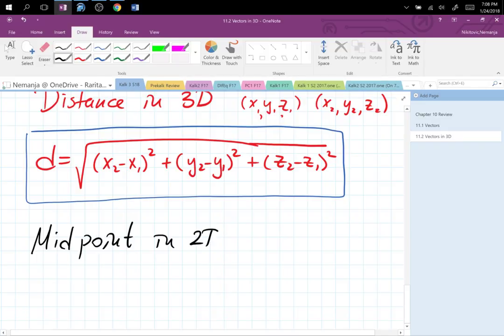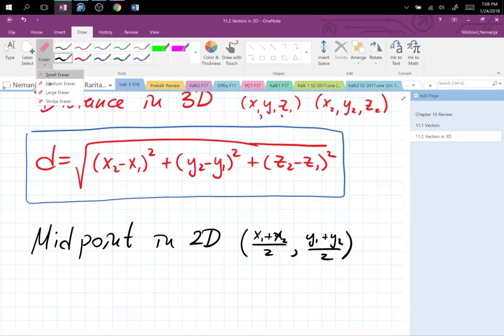In 2D, what was the midpoint in 2D, anyone? Nice. Average of x's, comma, average of y's. Nice. It's the midpoint. Therefore, the average. So we have average of x's and average of y's. All right. Switching to red.